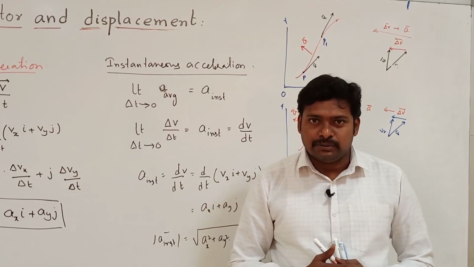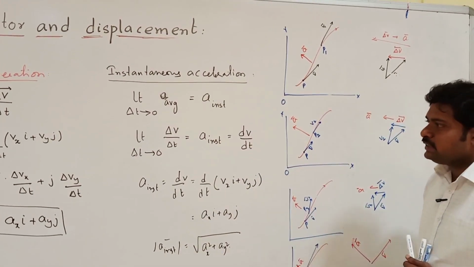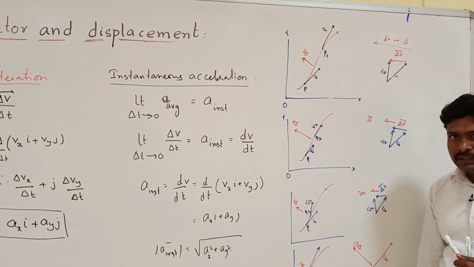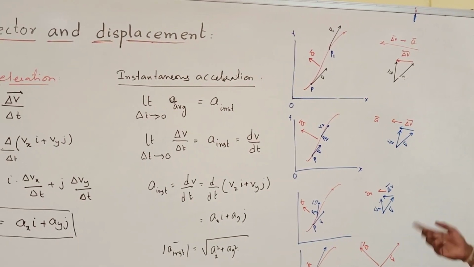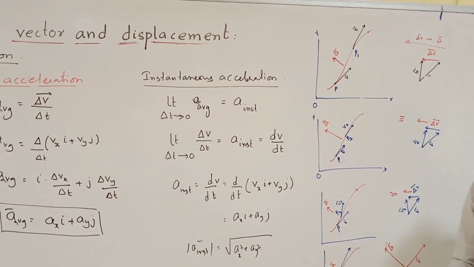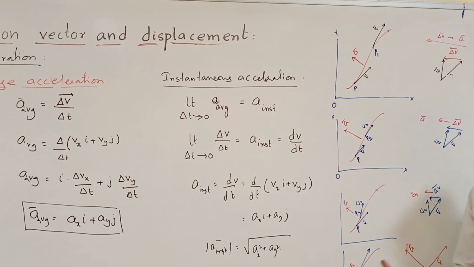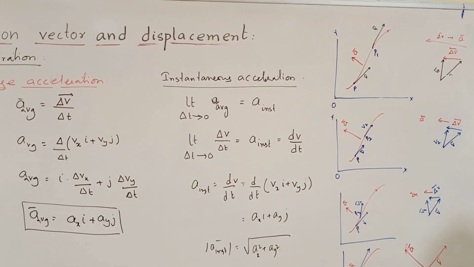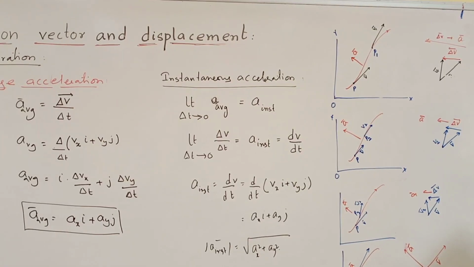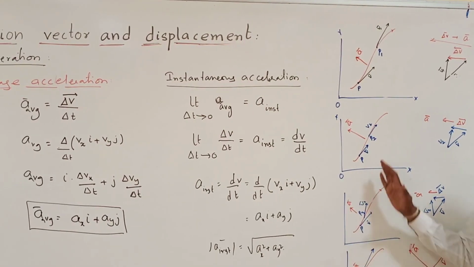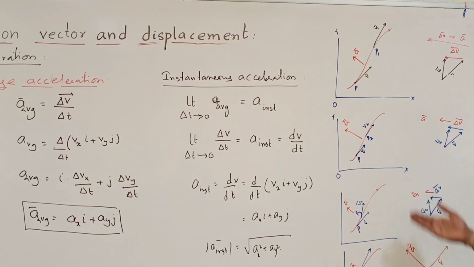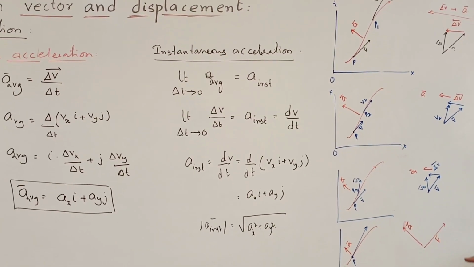But in two-dimensional or three-dimensional motion, the velocity and acceleration may lie at an angle between 0 and 180 degrees, not exactly along it, not exactly opposite to it as in straight line motion. This is simply two-dimensional motion, and the same can be represented in three-dimensional motion.